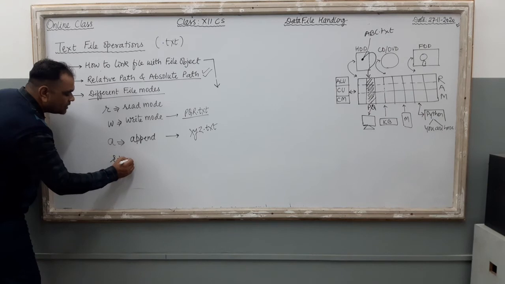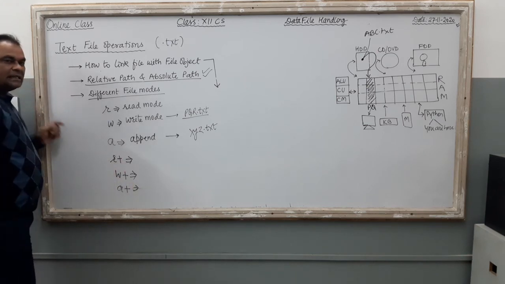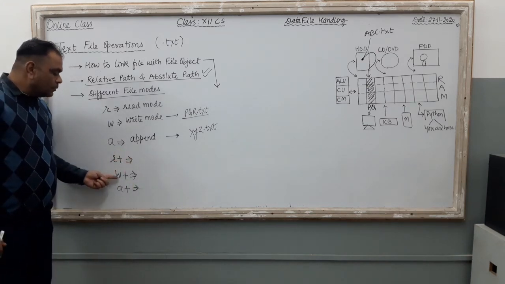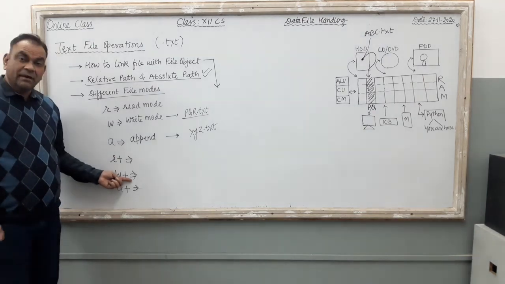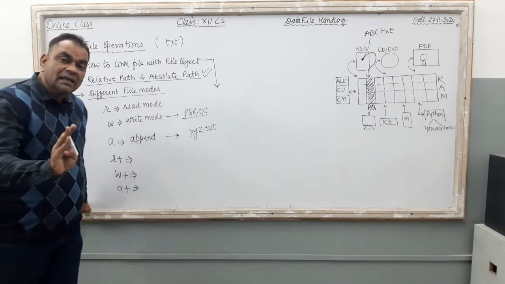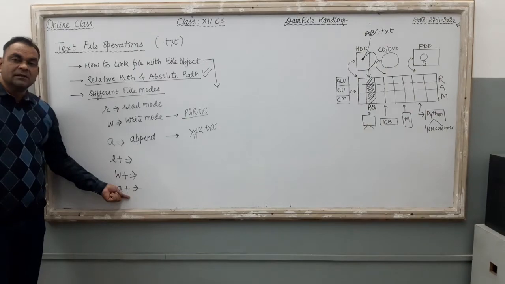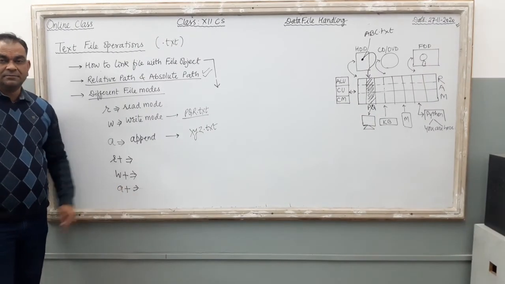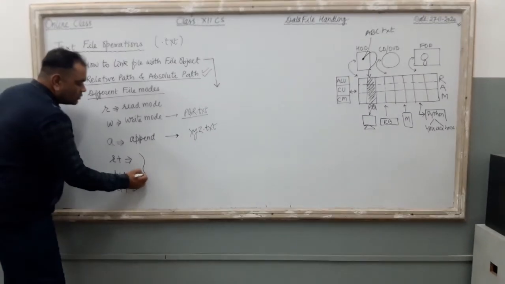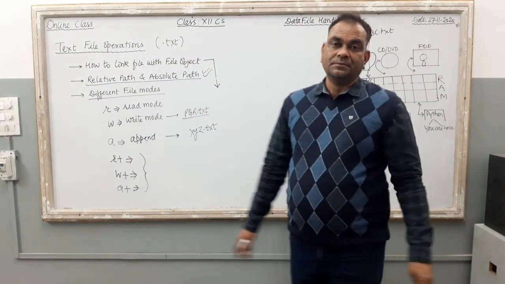Other than these three, some more modes are there. R plus, W plus, A plus. R plus means read and write. W plus means write plus read, means you can write the data in the file as well as you can read the data of the file. It is write plus read. Then A plus, append plus read. Here, these 6 modes are there that are related with text file operation.